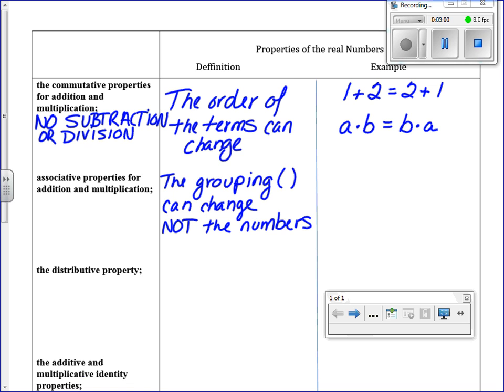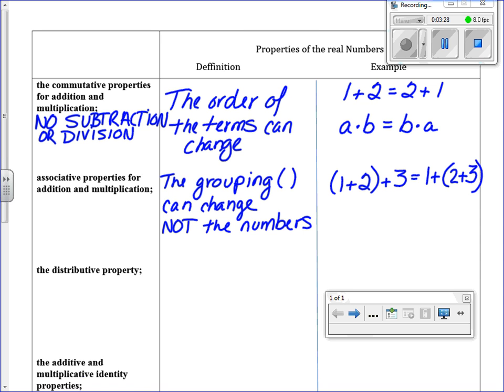So if I had, and this goes for both addition or multiplication, so here, if I have the parentheses, 1 plus 2 plus 3, that would equal 1. I can move my parentheses around. See, the order isn't changing at all. Plus 2 plus 3.